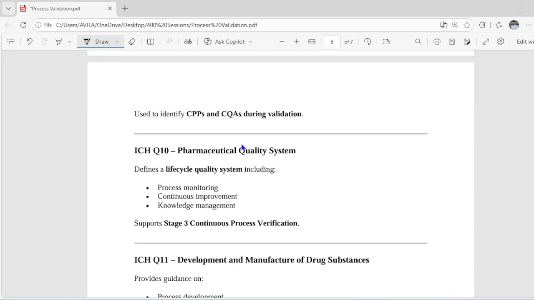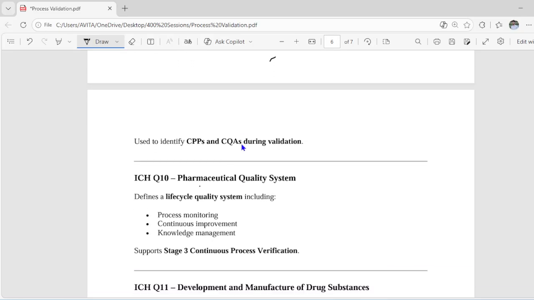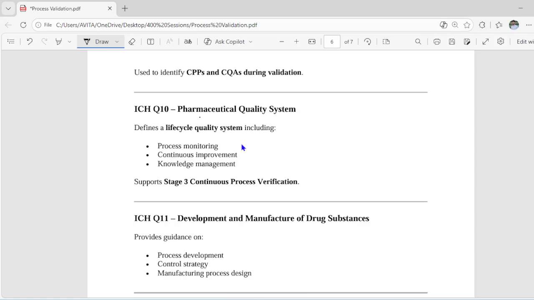Moving on to the next guidance, we have ICH Q10, Pharmaceutical Quality System, which defines the life cycle quality system, including process monitoring, continuous improvement, and knowledge management. It supports stage 3, continuous process verification. Then we have ICH Q11, development and manufacturing of drug substance, guidance on process development, control strategy, and manufacturing process design.